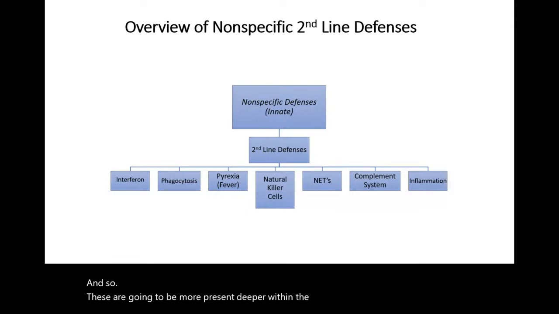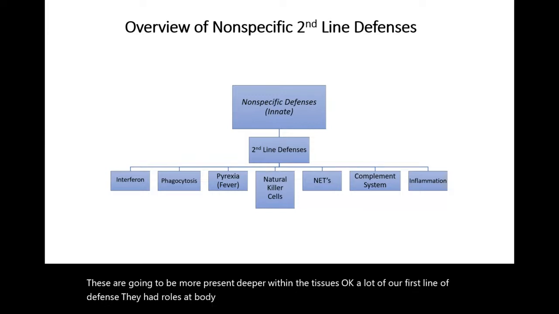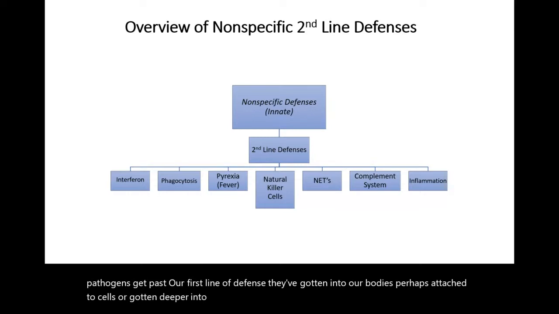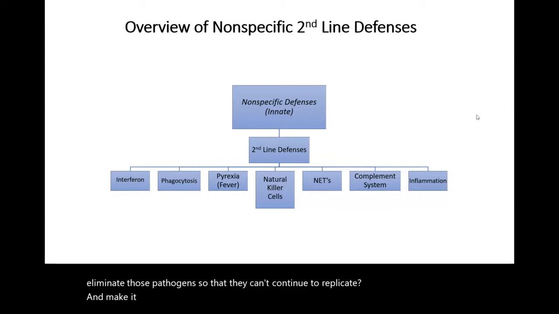A lot of our first line of defense had roles at body surfaces. So now we're thinking about, well, what happens once pathogens get past our first line of defense? They've gotten into our bodies, they've perhaps attached to cells or gotten deeper into tissues. Well, now what? What are we going to do to try and eliminate those pathogens so that they can't continue to replicate and cause an infection and make us sick?